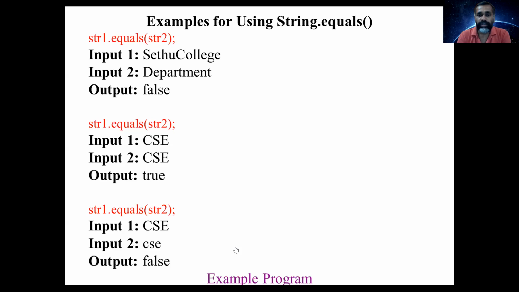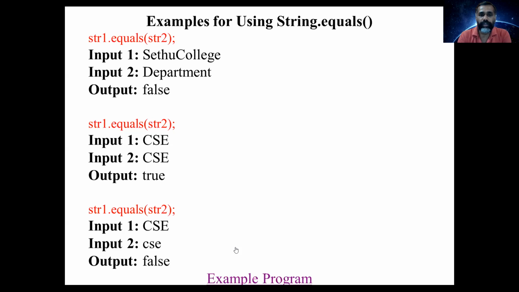First I am comparing using string equals, string 1 dot equals of string 2. String 1 is nothing but say the college dot equals of string 2. So in this we check whether both the things are equal. If both the things are equal, it returns true. Here say the college and department are different, so it returns false.